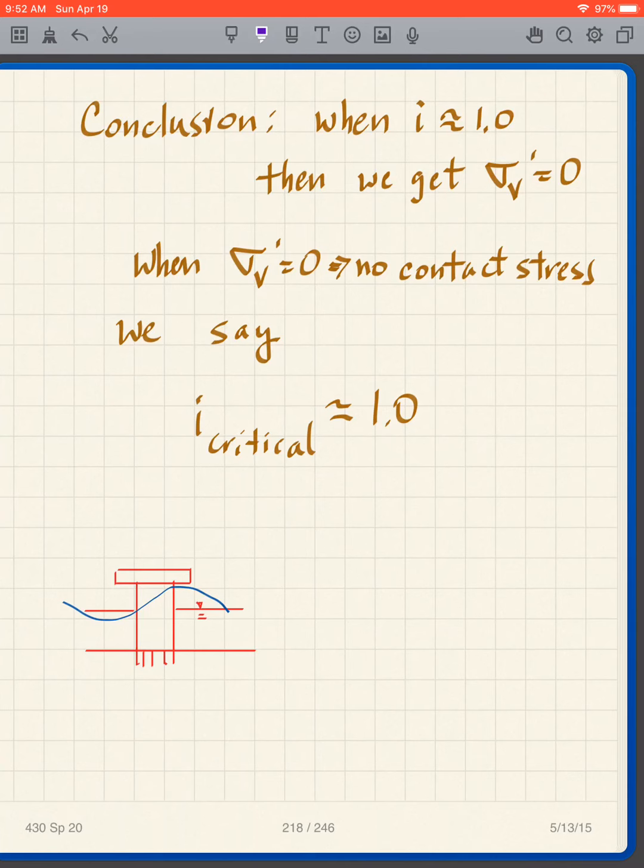Again, this is just another reminder that our rule of thumb is that when the hydraulic gradient is approximately 1, we're going to get a sigma V prime equals 0. What does that mean? If the sigma V prime is 0, the particles don't have any contact stress, and then we have a soil that's liquefied, a quicksand. I critical approximately equals 1. It's a good rule of thumb.